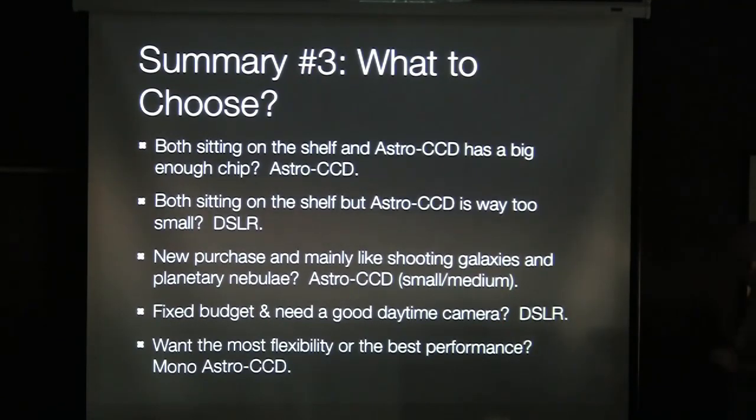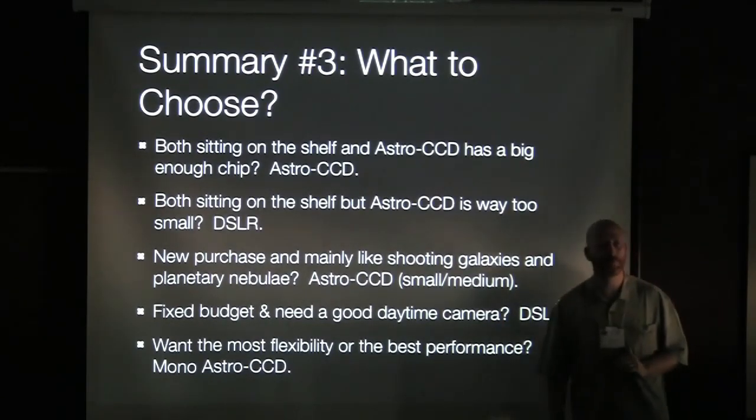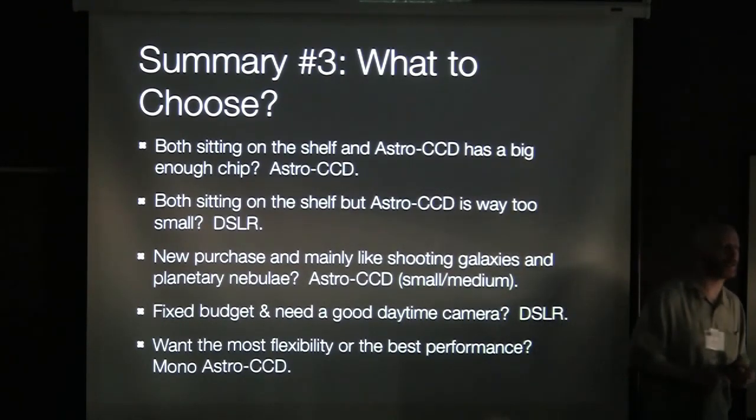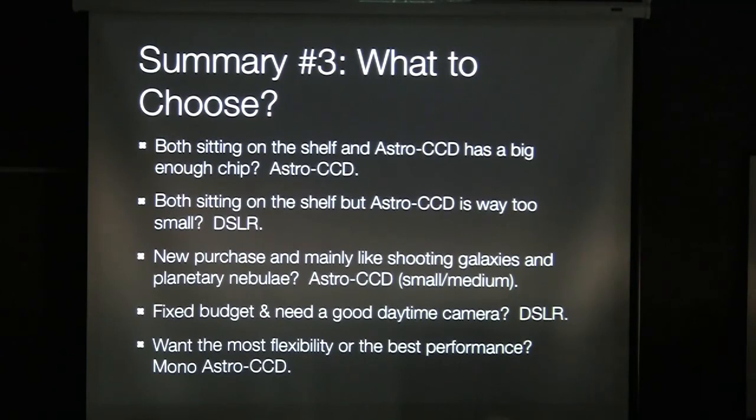Take-home message as to what to choose. I said in the beginning that there are a lot of different constraints that we're all going to be working under and a lot of different trade-offs that we have to face. If you have 2 cameras sitting on the shelf, or 25 cameras, and you've got an Astro CCD that's got a big enough chip for the framing you want, grab the dedicated Astro CCD. They're both sitting there, and that one's probably going to have a higher signal-to-noise for you.